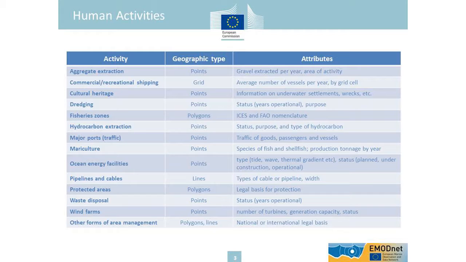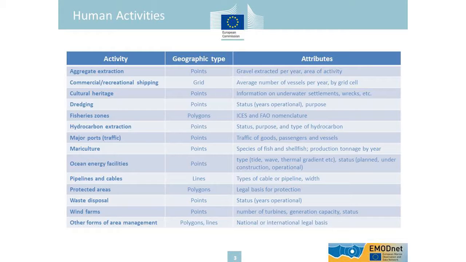Then we're mapping cultural heritage, dredging points, fishery zones, hydrocarbon extraction. These are also already available on our website. We're very proud of this data set because it's almost complete. The North Sea and the Baltic Sea are basically complete. We're mapping all offshore oil and gas exploration wells, and for each well you can have information on its status, if it's active or abandoned, on the purpose for drilling, if it was exploration or exploitation, on the type of fluid, if it was oil or gas, the year of drilling, the company, the country it belongs to, and so on.